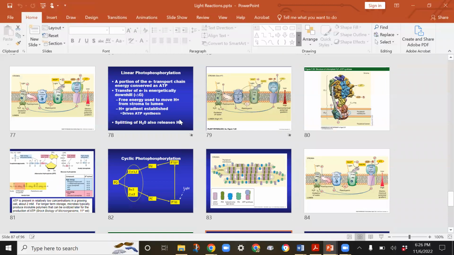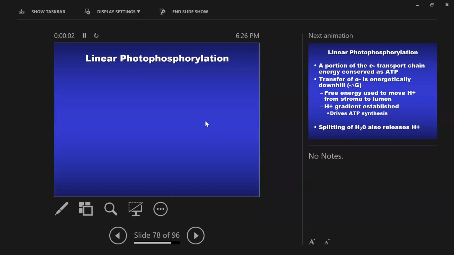What about some of the terms? What's linear photophosphorylation? So linear, what does that mean? Straight, right? We're going from point A to point B, so linear. So that's referring to the electron flow. Because we talked about how sometimes some plants might do this little circular flow.